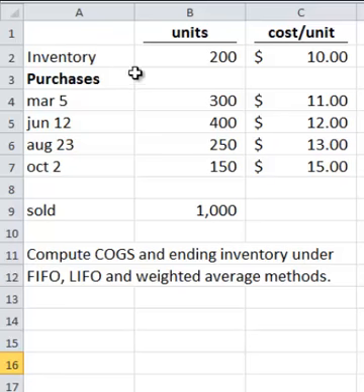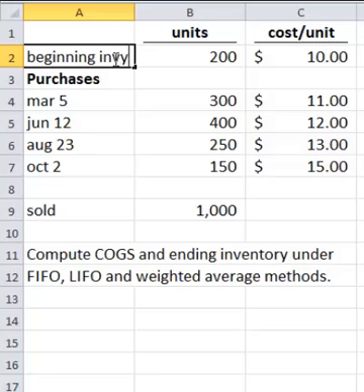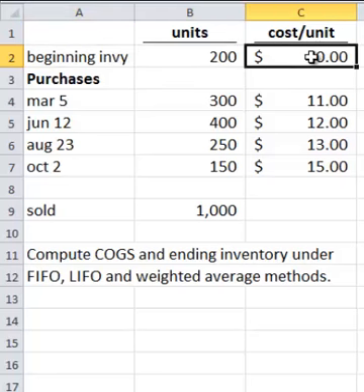We're going to be studying LIFO, FIFO, and weighted average methods for recording inventory. Here's the data we're going to use to illustrate how this works. We have beginning inventory, 200 units at $10 a unit. That's what it cost us in some prior period.